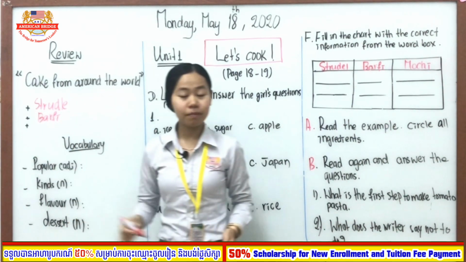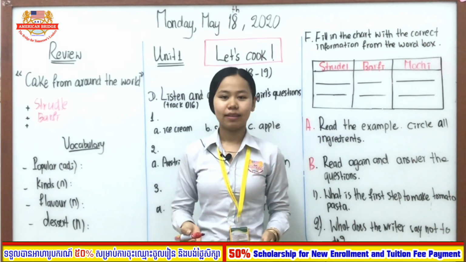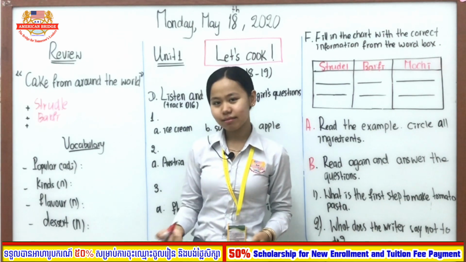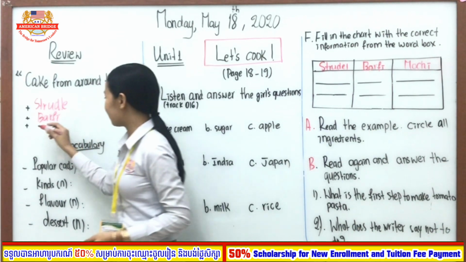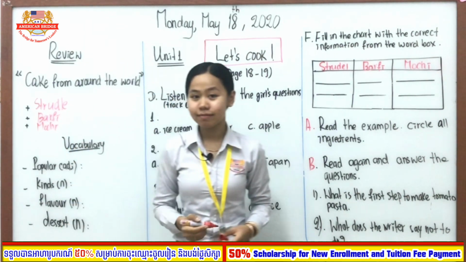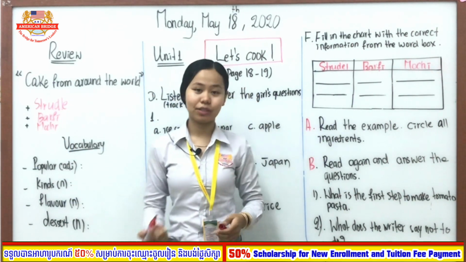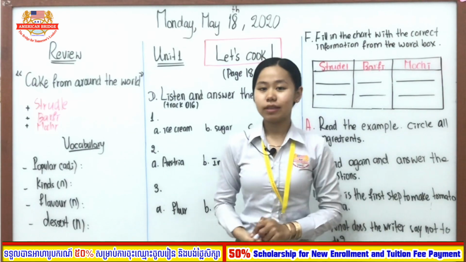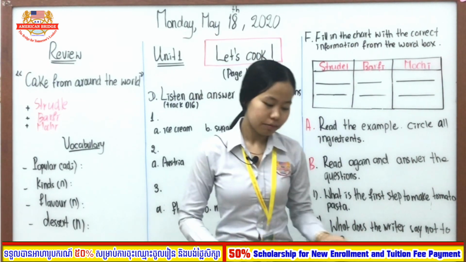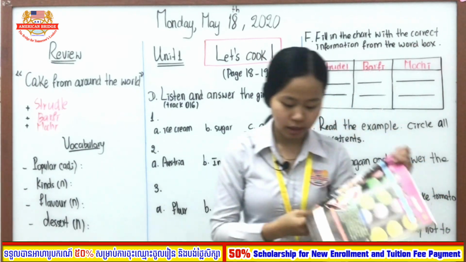And where does it come from? Yes, it comes from India. And the last cake? Yes, of course, mochi. And where does it come from? Do you still remember? Yeah, Japan. So in order to know more clearly, you can practice more exercises, which is to read the question and underline the answer in the text.